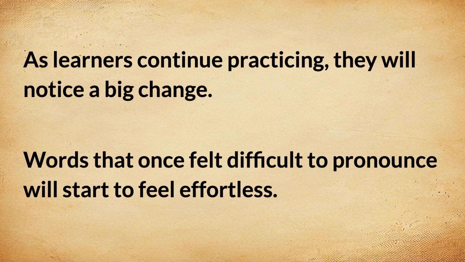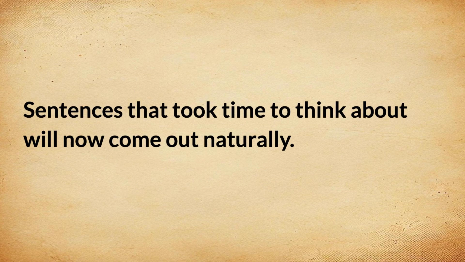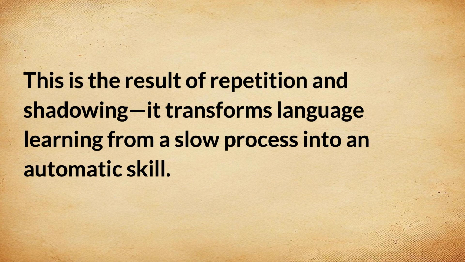As learners continue practicing, they will notice a big change. Words that once felt difficult to pronounce will start to feel effortless. Sentences that took time to think about will now come out naturally. This is the result of repetition and shadowing. It transforms language learning from a slow process into an automatic skill.